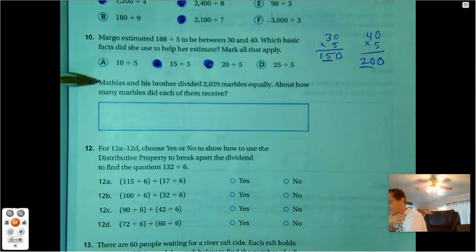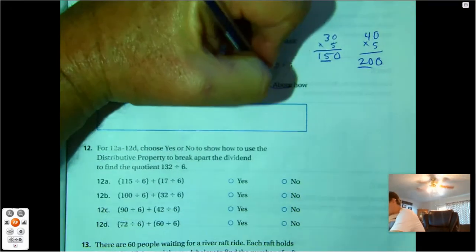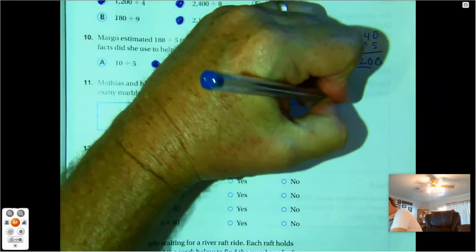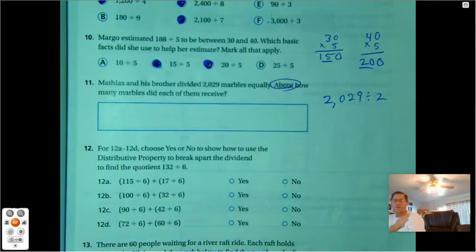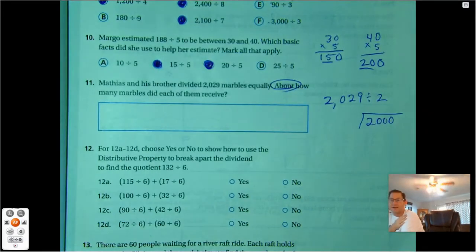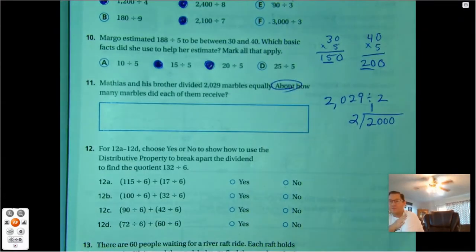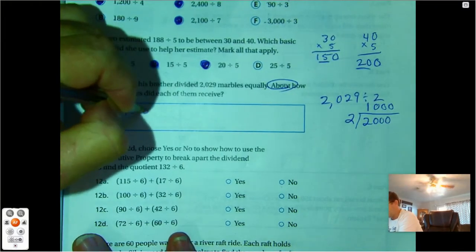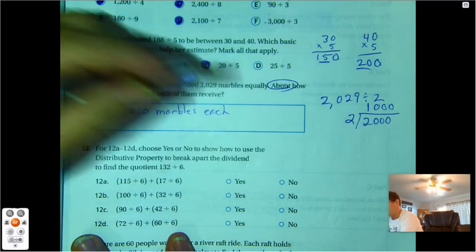Matthias and his brother divided 2,029 marbles equally. About how many marbles did each of them receive? 2,029 divided by 2. Well, 2,029 is closest to 2,000. 2 divided by 2, that's a basic math fact, 1. So 1,000 marbles each.